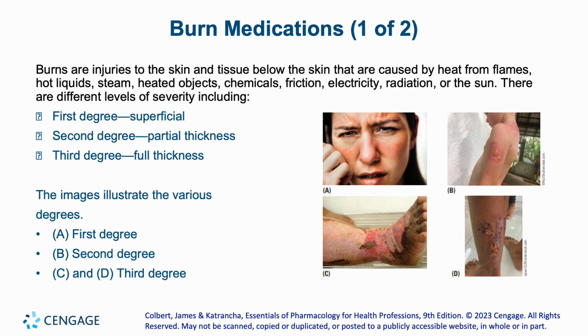The images to the right here illustrate the various degrees. So A is a first degree. It's showing like a basic sunburn with no blistering. B is a second degree. You can see there that there are large blisters. This has gone into a partial thickness. It's invaded the next layer of skin. And then C and D are both third degree. There is an opening to the skin. It's going down through multiple layers of the skin. Those are more severe burns.